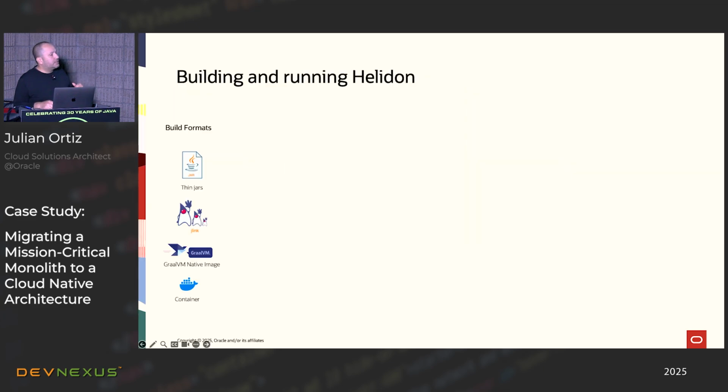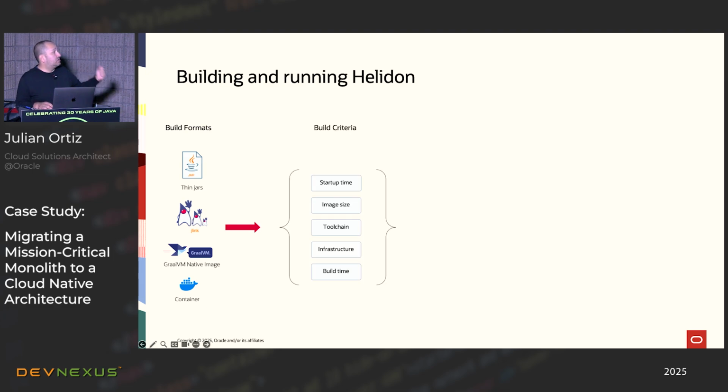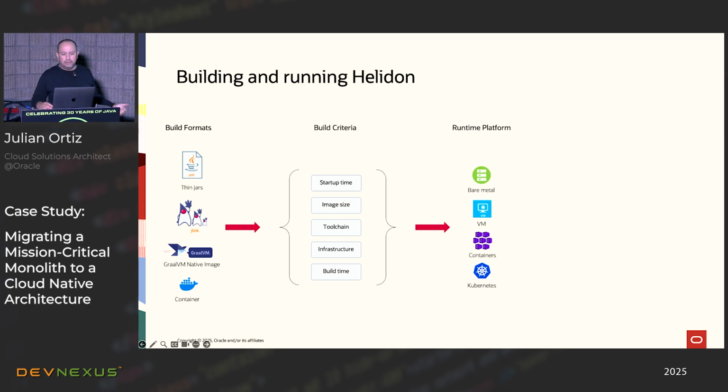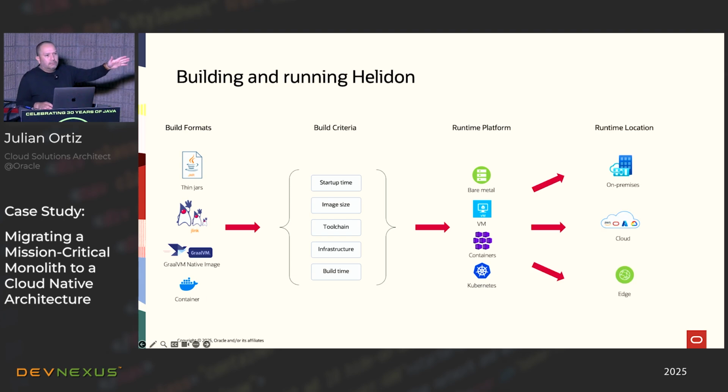Another reason: how do you build and run? This is another feature that comes with Helidon. You can pick whatever build format you want, based on your criteria, startup time, build time, whatever you are looking for. And then the runtime platform. It can pretty much run anywhere: bare metal, VM, containers, and Kubernetes. And then at the end, you could run it on-premise, cloud, or edge. So this gave us the flexibility to move the application wherever we wanted, in private clouds or public clouds.